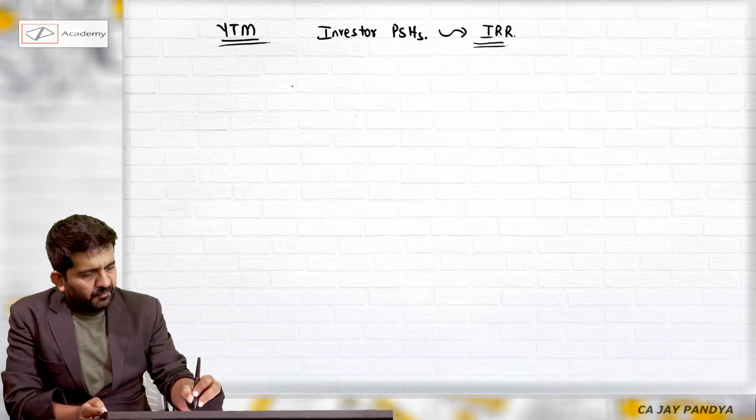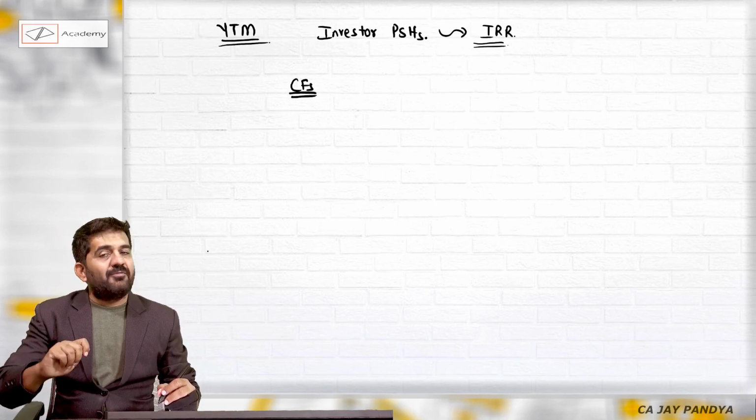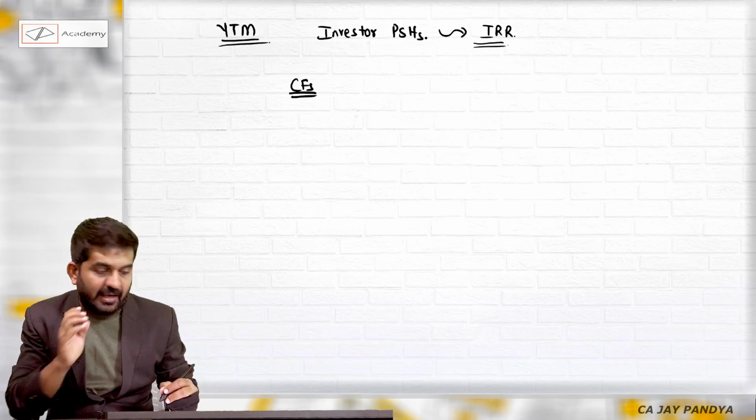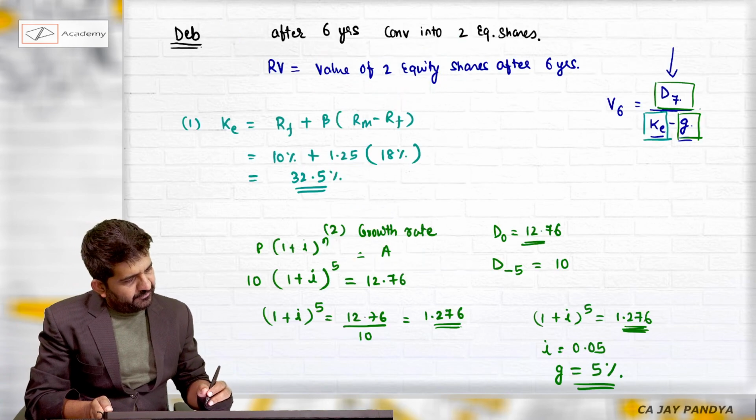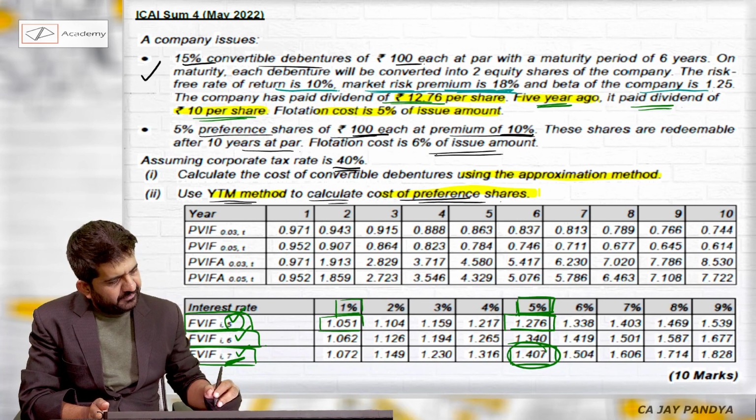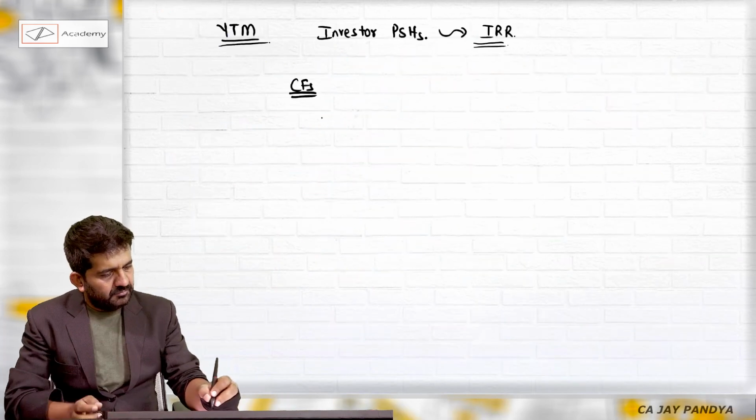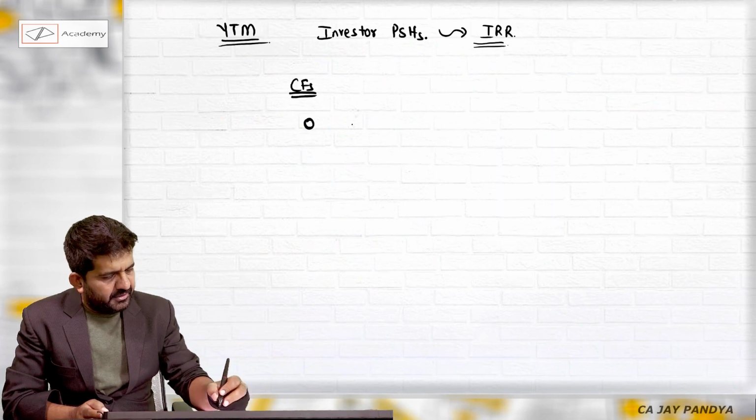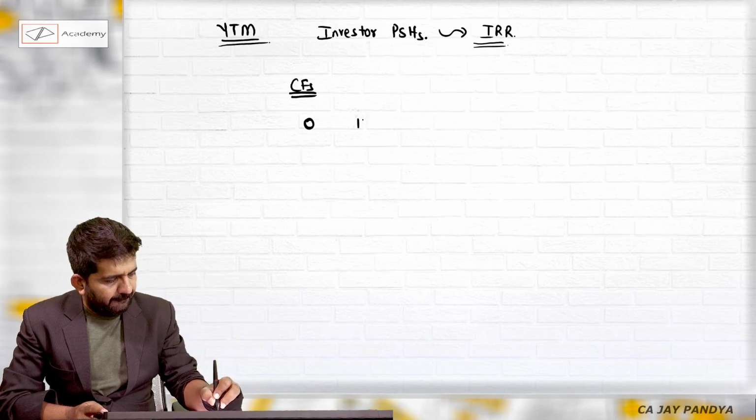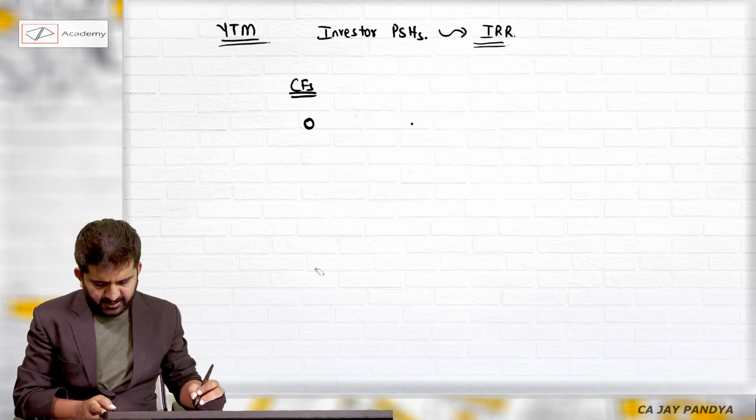But first we need to find out cash flows. If you are investor, I'll deduct my flotation cost. Whatever the company is getting is nothing but whatever I am paying. So what is the borrowings? Borrowings will be 100 plus 10 is 110 minus 6%. At the end of 0 year, what company will be getting is what I am paying, 110 minus 6%. Let me directly do it.